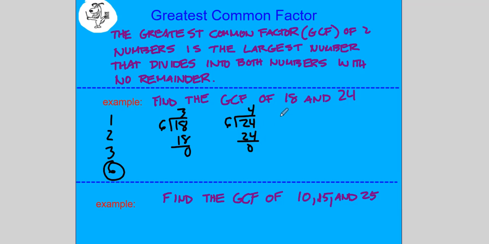Now a little more methodical way to do that would be to list the factors of 18 and 24 and see the largest one they have in common. So the factors of 18 are 1, 2, 3, 6, 9, and 18. Factors of 24 are 1, 2, 3, 4, 6, 8, 12, and 24. So you look at the list and you see the largest factor they have in common is 6. So that is the greatest common factor.